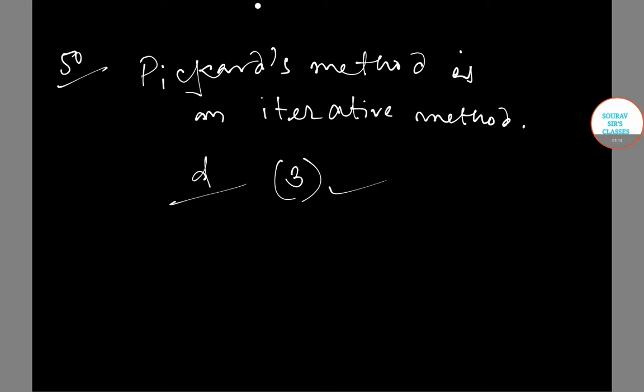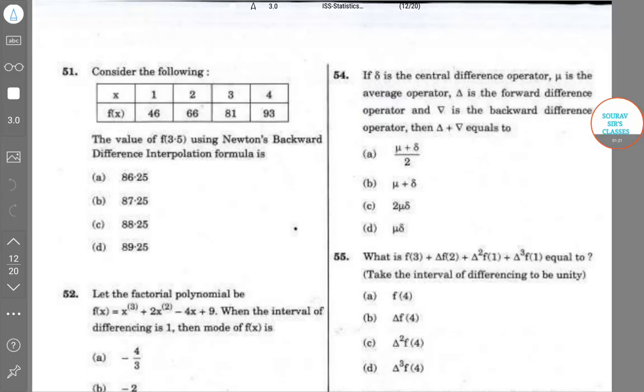Now we'll be moving to the next question, and the next question is question number 51. In question number 51, we are given a table for x and frequency of x. Now we can say that the value of f(3.5) using Newton's backward difference interpolation formula is to be calculated. Now let's see how we do this.